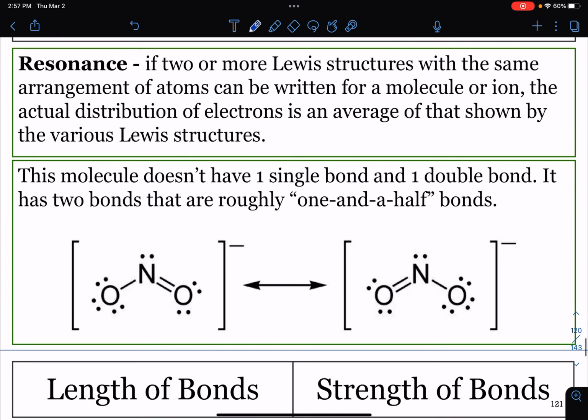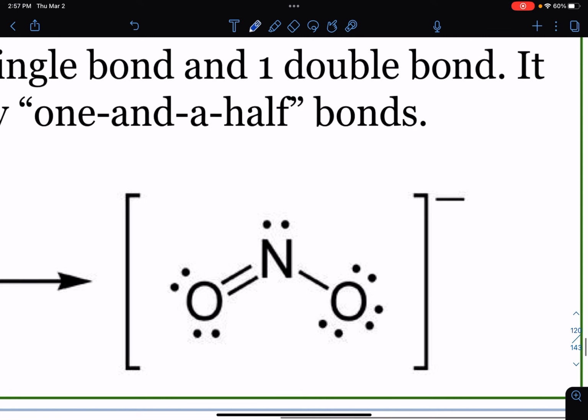So if we were to say that, in fact, this molecule did have one double and one single, that would mean that this oxygen would be closer to nitrogen than the single bonded oxygen, because double bonds are shorter. It would also mean that the double bonded oxygen is more strongly bound to nitrogen than the single bonded oxygen. But that's not true. Experimental observations show that the two oxygens are the same distance from nitrogen and equally bound to nitrogen with the same strength of bond.